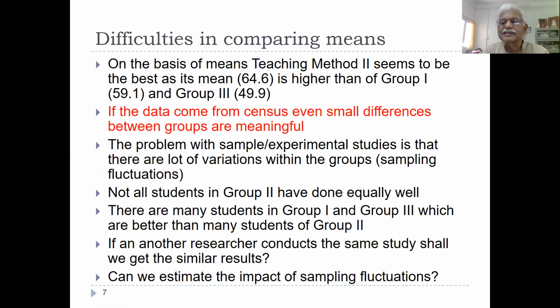A lot of variations in the data are because of variations within, or sampling fluctuations, or error, or due to factors which are not explicitly or directly considered in the experiment.